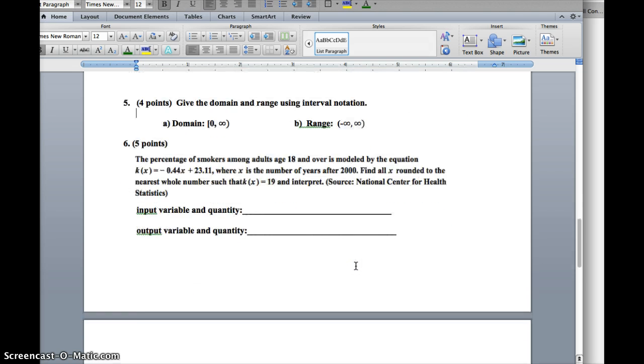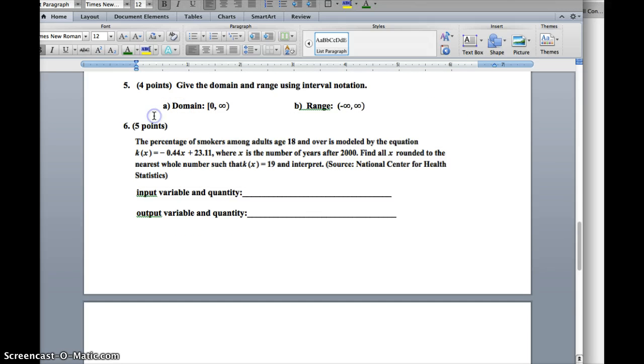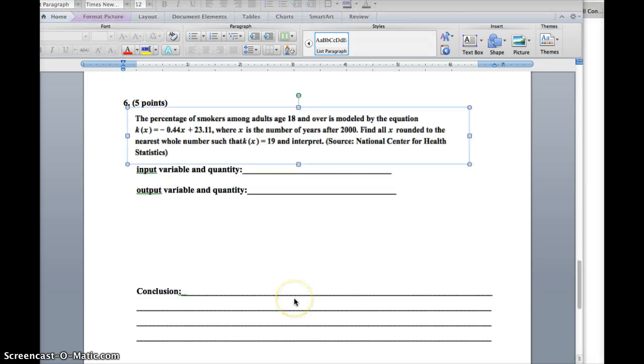So number 6, I really want to take some time to go over. This says the percentage of smokers among adults age 18 and over is modeled by the equation k of x equals negative 0.44x plus 23.11, where x is the number of years after 2000. Find all x rounded to the nearest whole number such that k of x is equal to 19 and interpret.